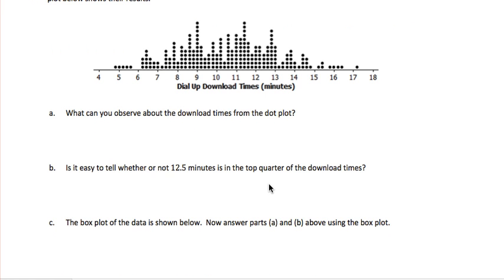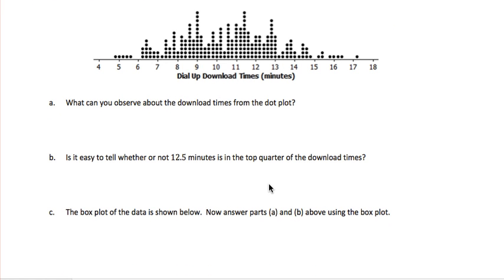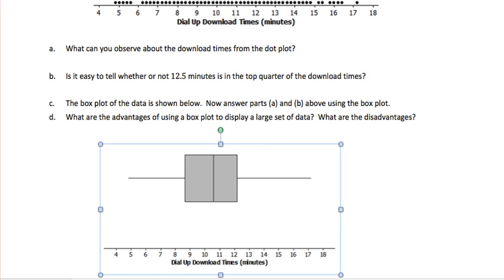The box plot is being shown a little further down, and we're going to use the box plot to answer A and B as well. So question A, what can you observe about the download times from the box plot? Well, we can see the range again from a little over 4 to a little over 17. We can also see the interquartile range, which is the middle 50% of the data, which is between 8.5 and 12.5.